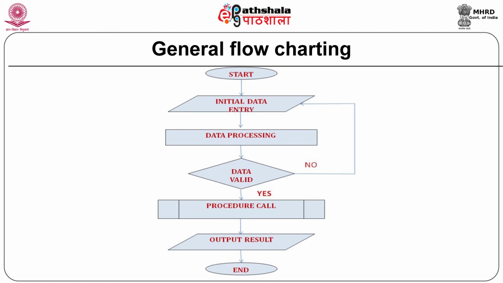In this you can see initial data entry, that is the input of the program. The diamond shape symbol is used for data validation. A rectangular block is used for data processing. If data validity is complete, then the final result will be displayed. If there is no data validity, then the program will go back again for taking a new entry.